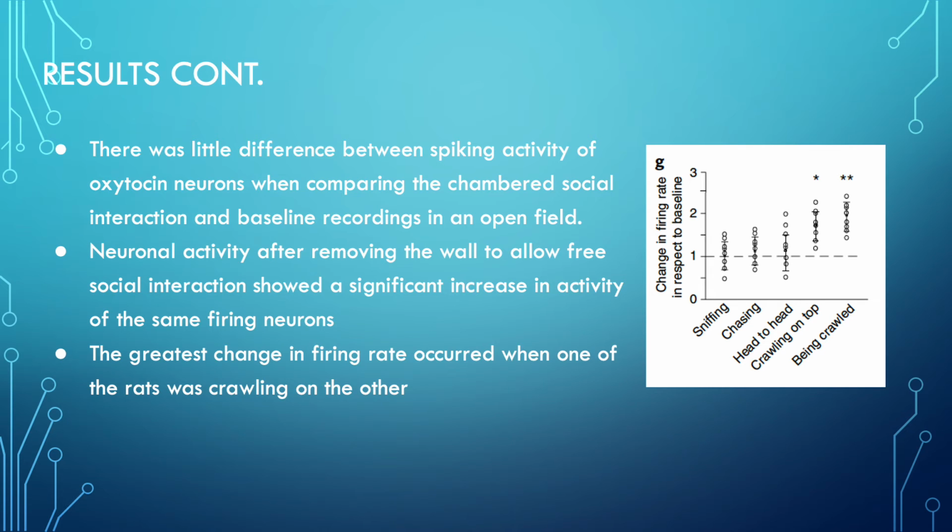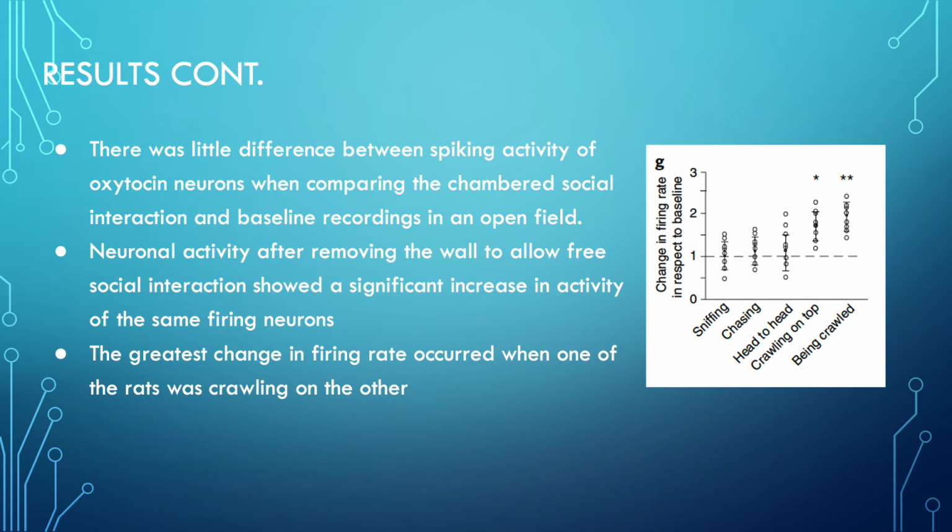Results continued. There was little difference between spiking activity of oxytocin neurons when comparing the chambered social interaction and baseline recordings in an open field. Neuronal activity after removing the wall to allow free social interaction showed a significant increase in activity of the same firing neurons. The greatest change in firing rate occurred when one of the rats was crawling on the other.